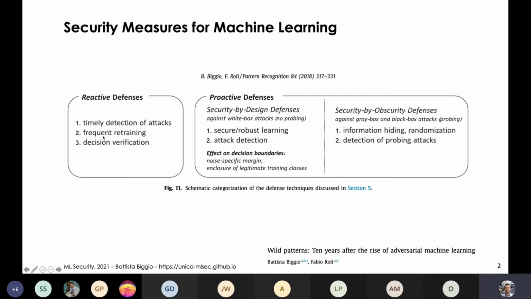Frequent retraining is another kind of reactive defense, because you assume that you know the attacks already and they are in your training set. You add them to your training set and then you retrain the classifier. Also, decision verification is something that you do always a posteriori, meaning that you check whether the outputs of your system are consistent on specific samples or not. So this is something you do mostly after an attack occurred, to prevent it in the future.